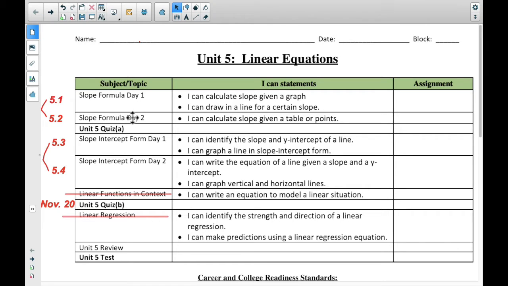And I'm okay with that for a lot of reasons, but one reason is that these were designed to be done on last year's schedule, which is a 50-minute period, and now we have 90-minute periods. So I really think it's going to be doable. We can do 1 and 2 on the same day, and then 3 and 4 on this same day. And then our quiz over this is going to be on Friday, November 20th.